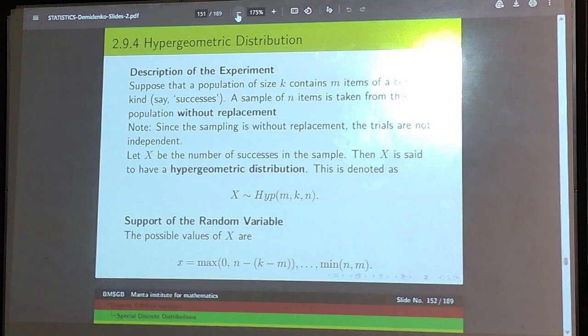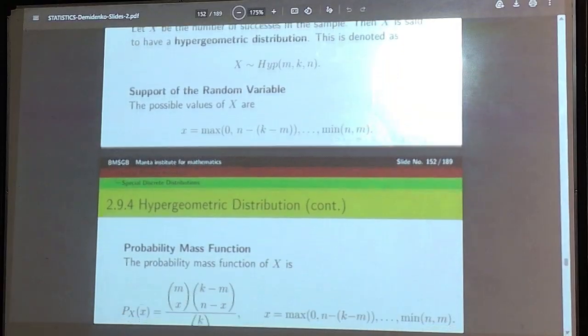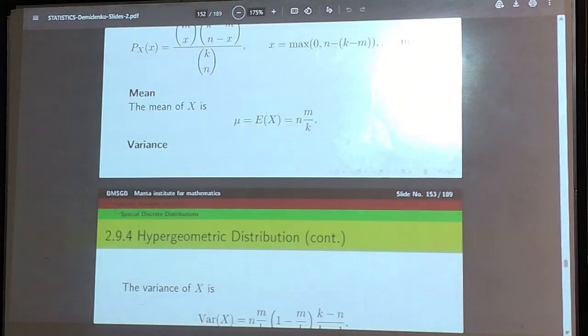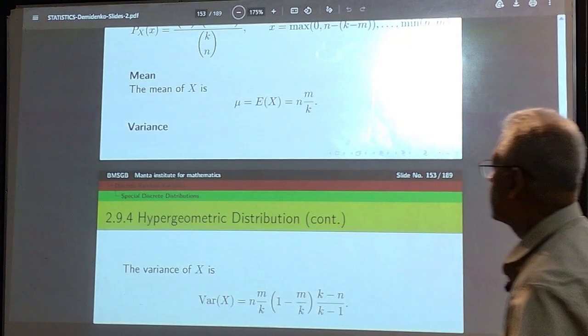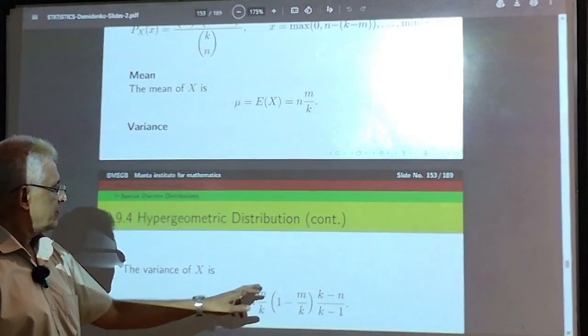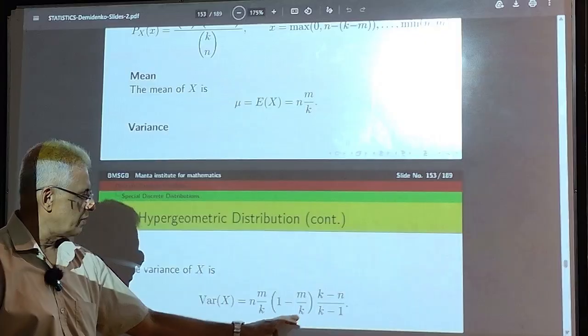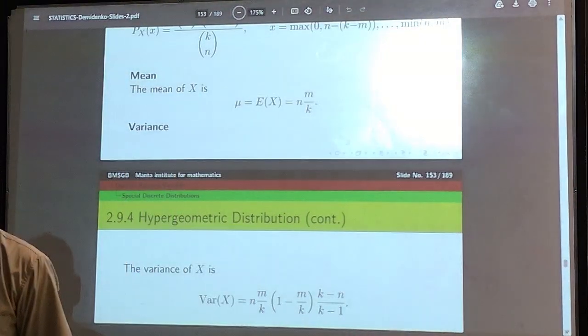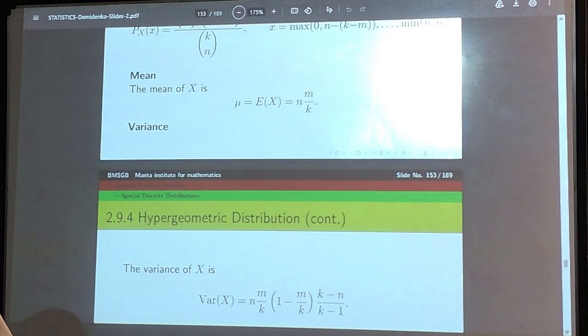Now let's look at again the formulas. I'm not going to derive them, but there's something that I want to explain. Let's look at the formulas for the mean and the variance. We can show by definition that the mean is equal to n times m divided by k. Variance is n times m divided by k, 1 minus m divided by k, and then something here multiplied. Now again, you will see that there is some kind of relationship between these two expressions and the binomial case.